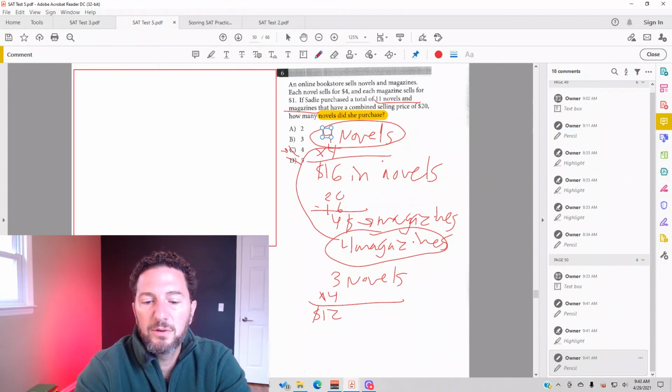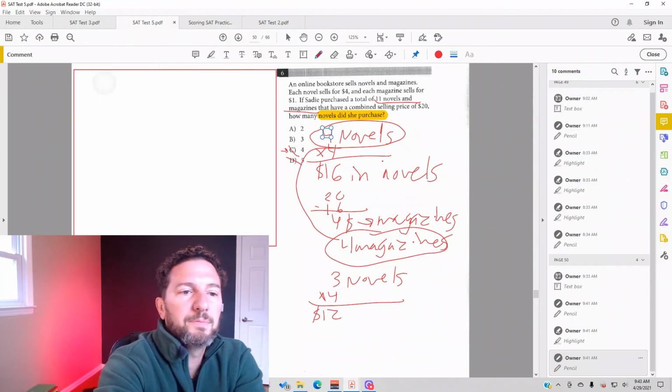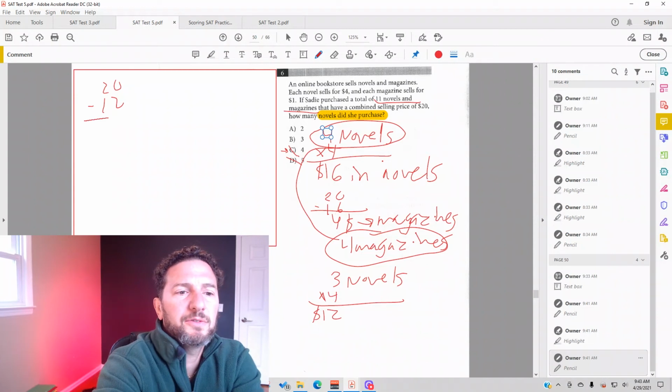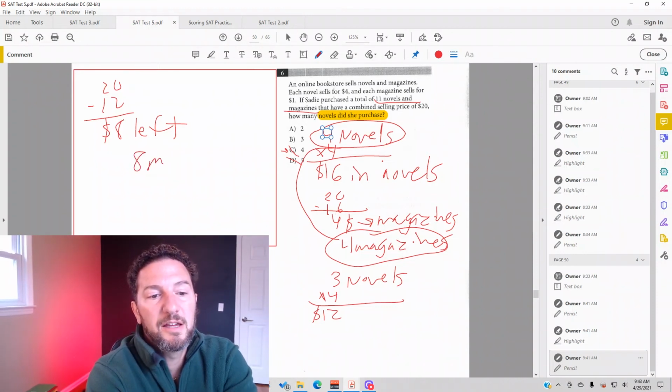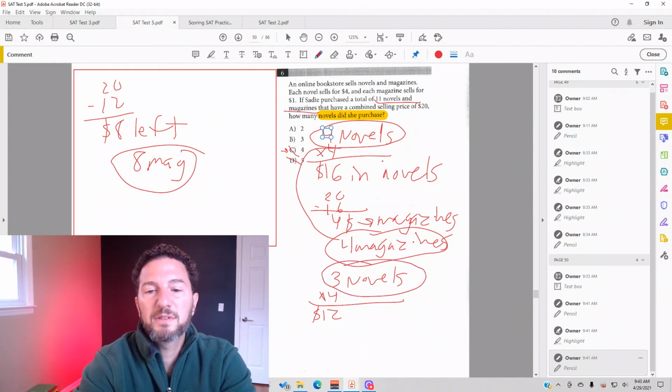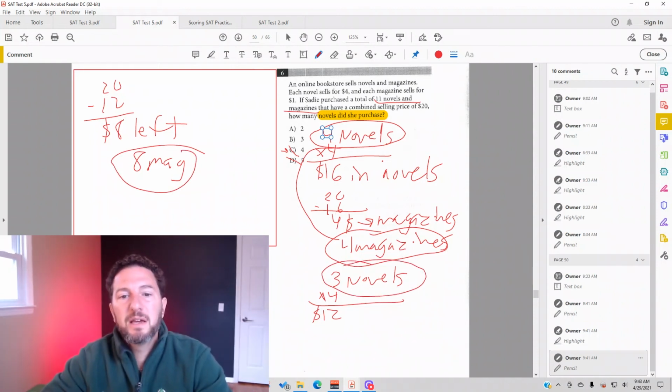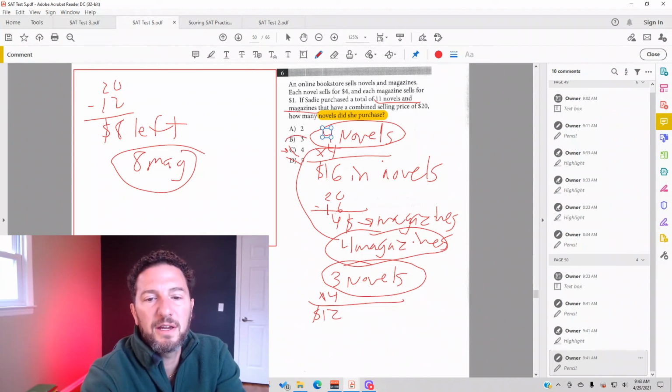That's $12 she's used so far. And if we do, I'm going to do it up here. 20 minus 12, she's got $8 left. So, magazines are $1 each. That would be 8 magazines. So 8 magazines, 3 novels, that's a total of 11 items. And once again, you see that your answer is 3.